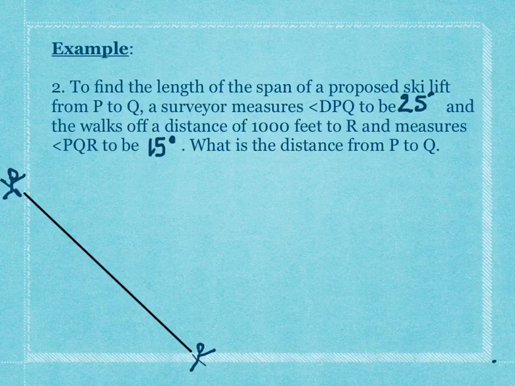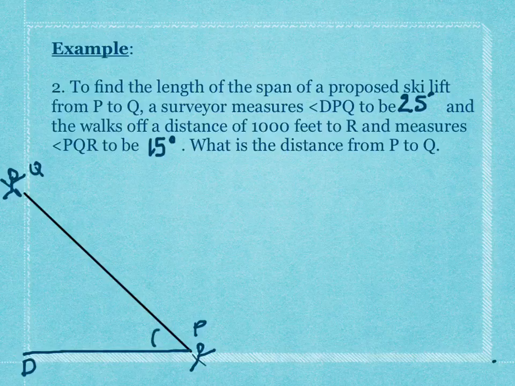And it says, okay, and they're giving us some letters, so we're going to put the letters in as we go to make sense of this. It says to find the length of the span of a proposed ski lift. So this is the length of the lift from P to Q. So we're going to put him down here at the bottom at P, and you'll see why in a minute, and Q at the top. A surveyor measures angle DPQ to be 25 degrees. So the angle has to measure at angle P, and this right here is my D.